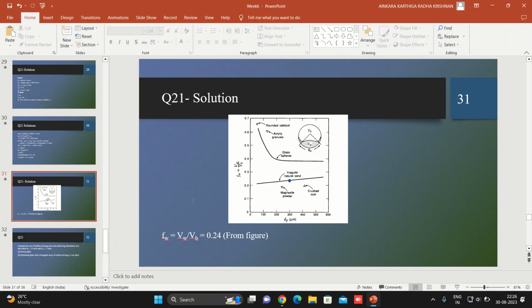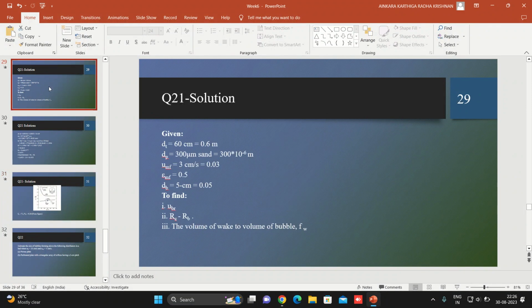So volume fraction, that is the volume of wake to volume of bubble, is given by this, that is 0.24. This one we have got from the figure, so the answer is 0.24. Just quickly go through the steps once again. I'll give you people 2 minutes time. If you have any doubt, please ask.